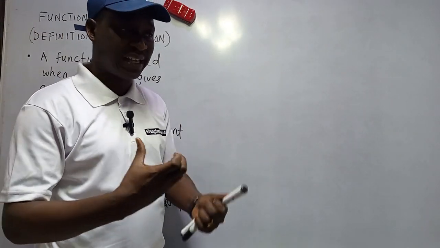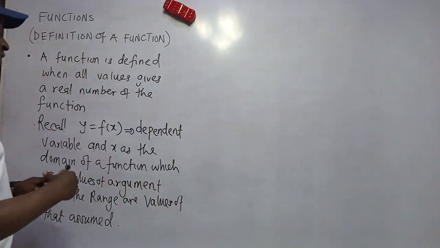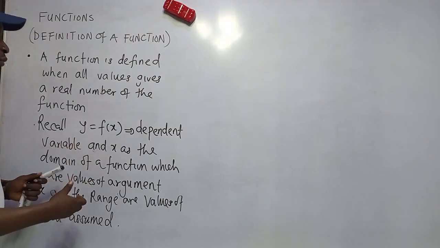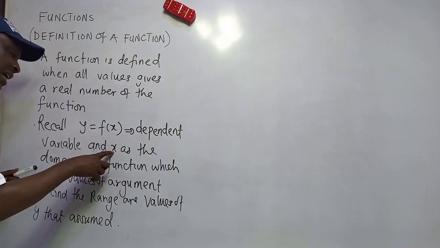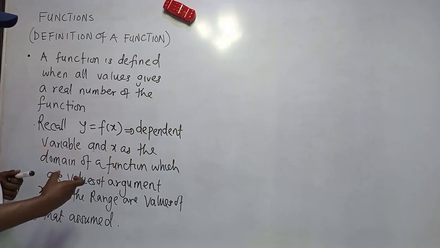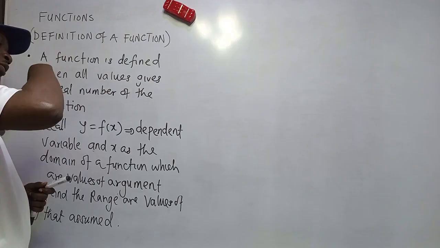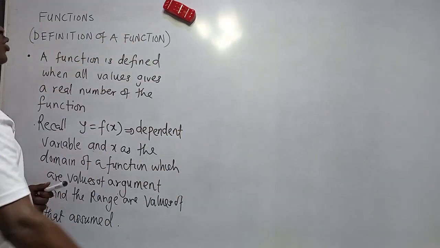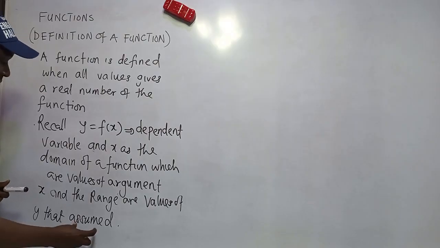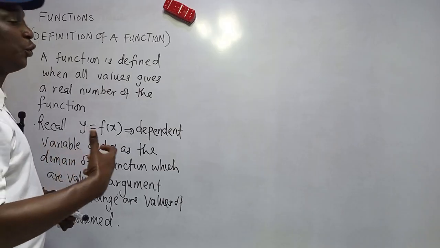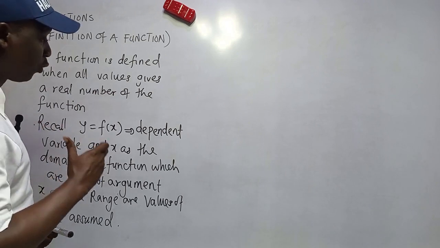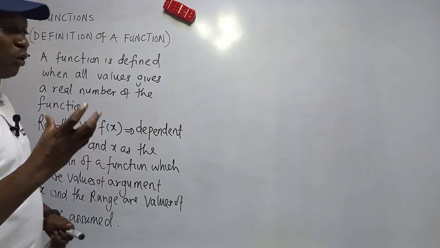Most of the time, the range is the image of the element x. The element x is from the domain, while the image of the element x is from the y axis, or from the y variables. So if you are solving for range, you are actually looking for the values of y, and if you are solving for domain, you are looking for the values of x.